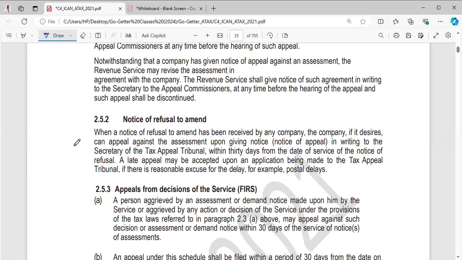But if you are waiting for the last minute to appeal, why did you wait for the last minute to appeal? Then it may not be tenable.